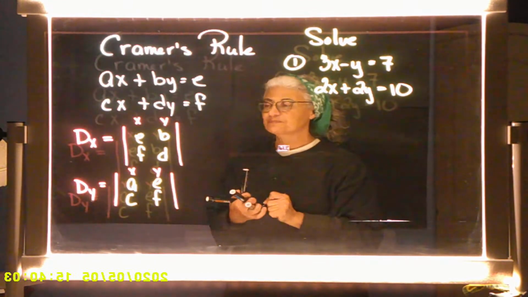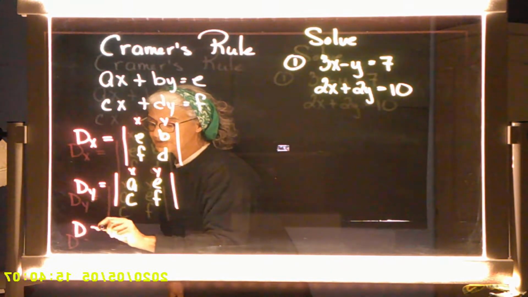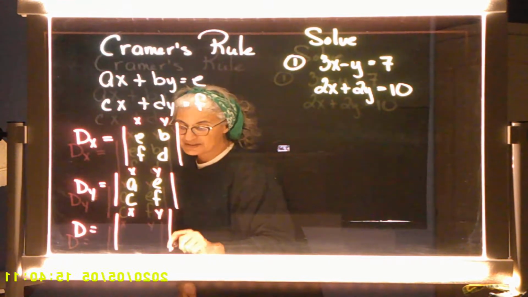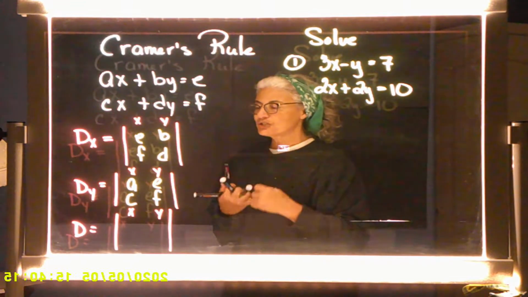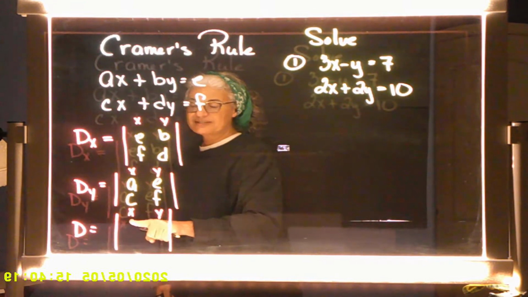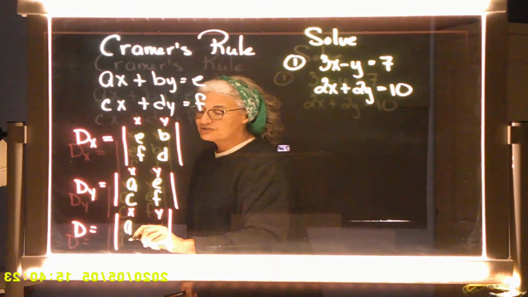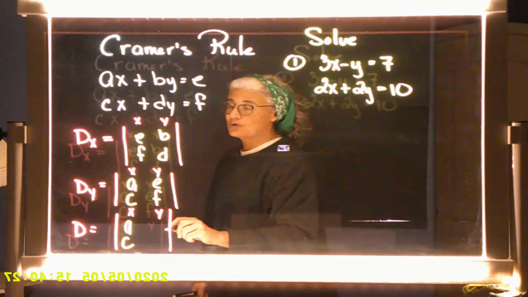Got it? Okay, one more determinant for us to set up, and that's the main determinant. And yes, still a 2 by 2. First column is still x, second column is still y. So, since there is no variable here, that means I can use my x's because I'm not trying to define x. So I can use the a and the c. I can even use the y's because I'm not trying to define y.